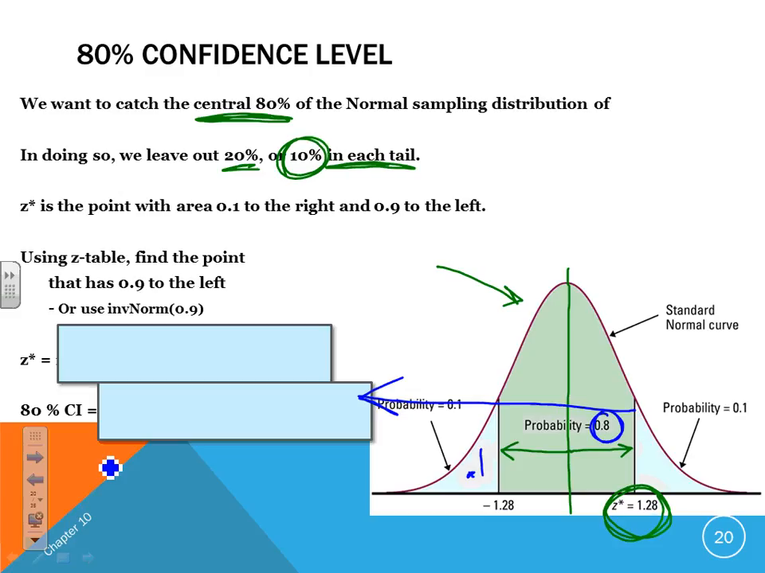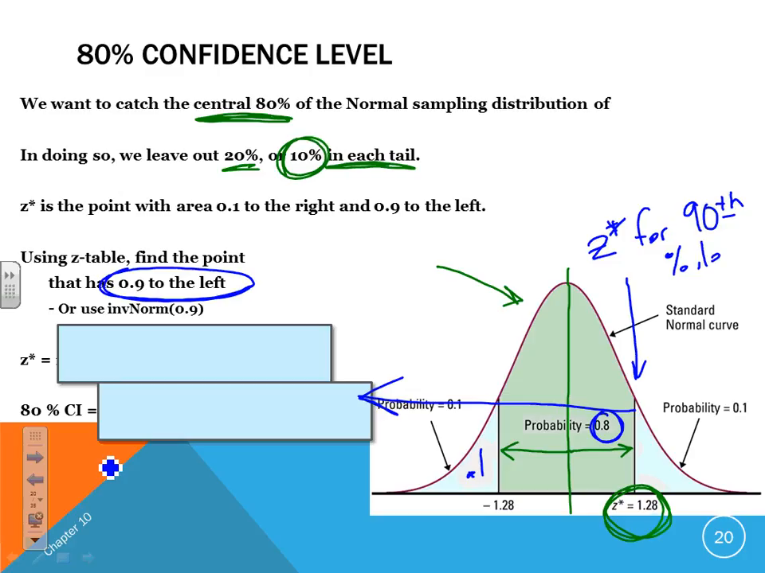So when you go to your z-table, what you're actually looking for is the area that has 0.9 to the left. What we're doing here is kind of like a working backwards problem, compared to when we were dealing with chapter 2 and the normal distribution, finding the probabilities. We're looking for the z star that corresponds to the 90th percentile.